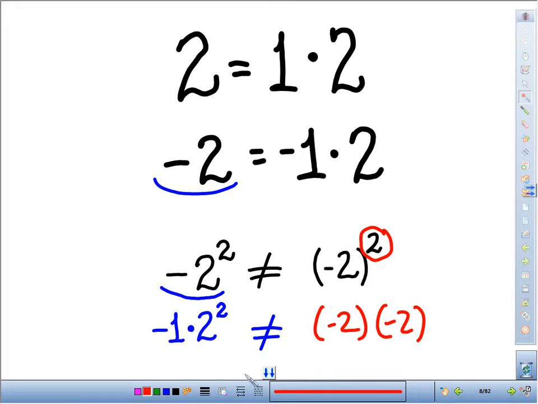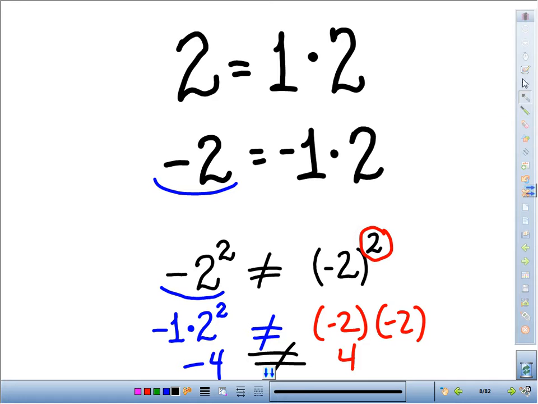Are we there so far? Okay, so let's see. What is negative 2 times negative 2? Positive 4, because both have the same sign. Let's look at this one. Using order of operations, the powers first. What is 2 squared? 4 times negative 1, that's negative 4. Do you see how negative 4 is not the same as 4? Okay, are we clear with this?